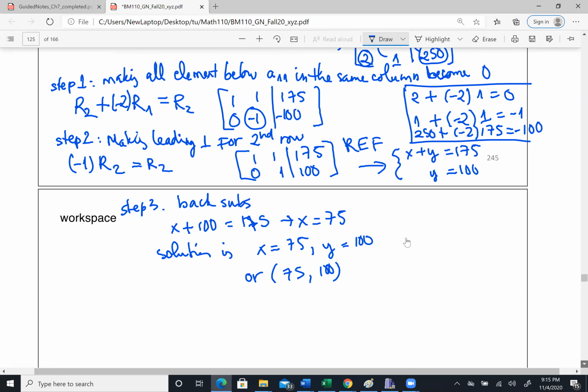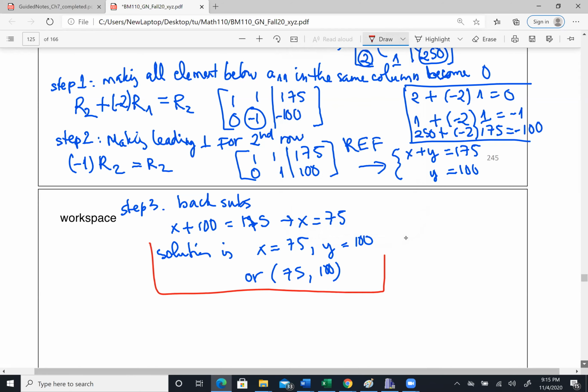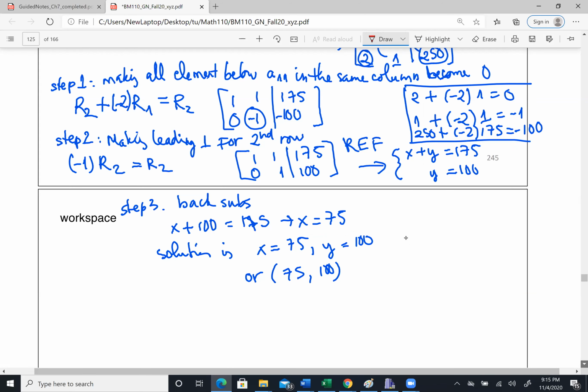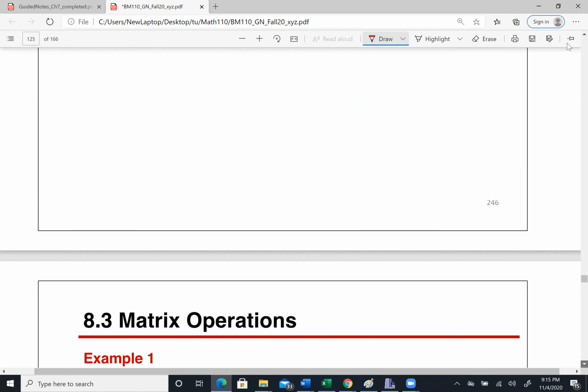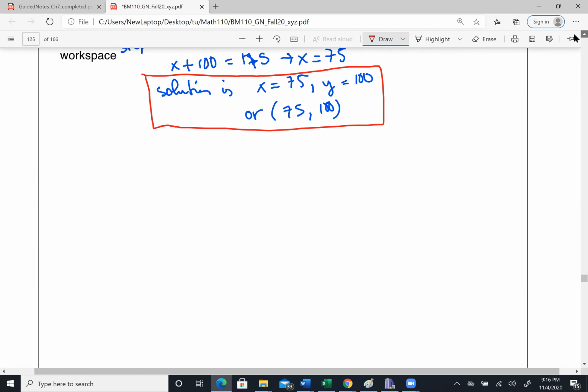So let's label it. Okay, we have just finished section 8.2, and I will see you later in section 8.3.